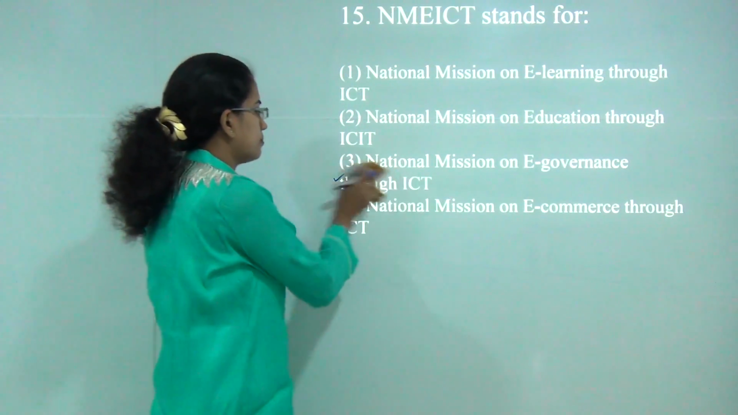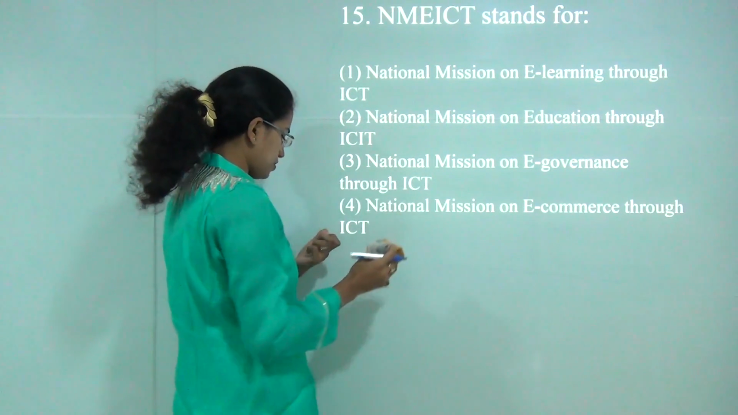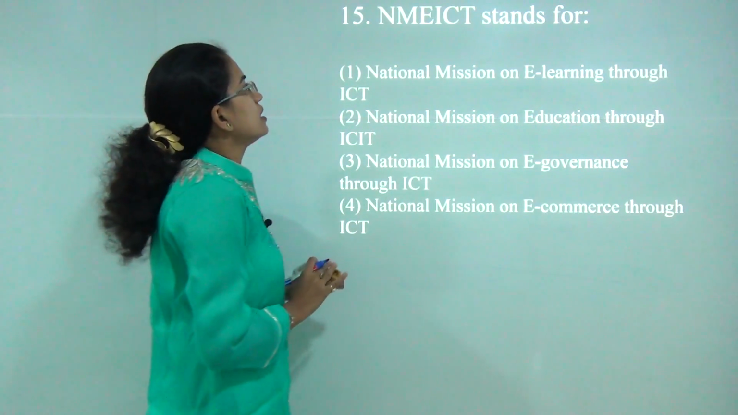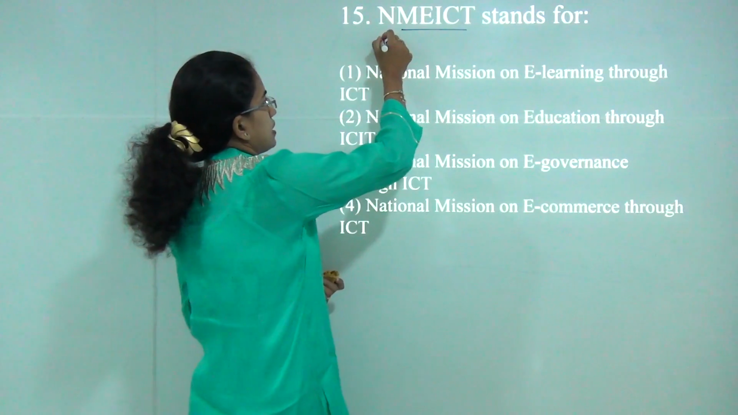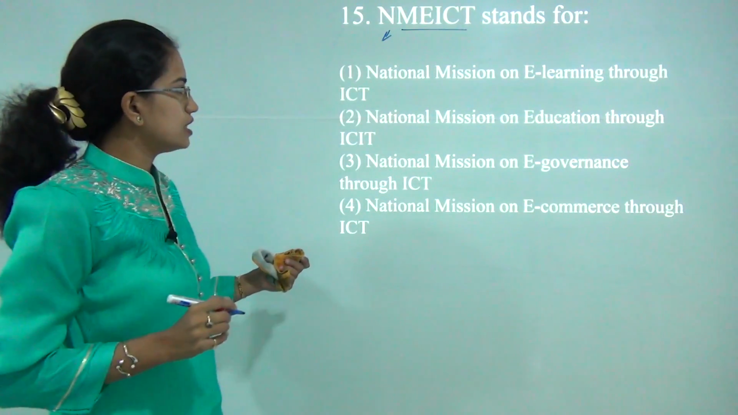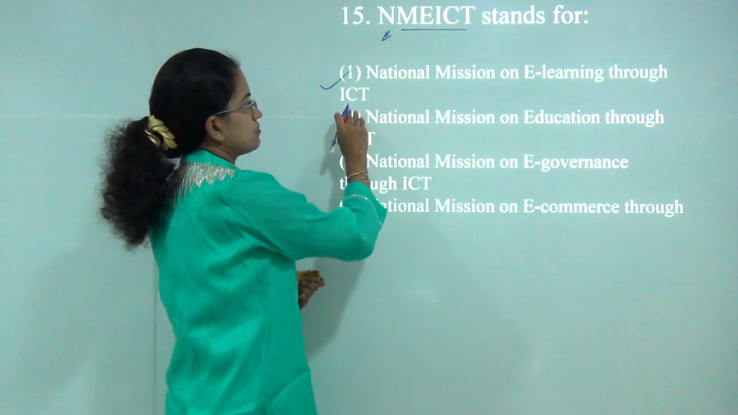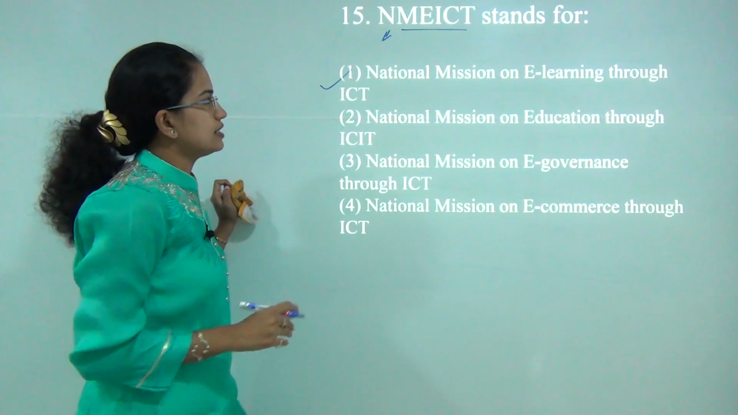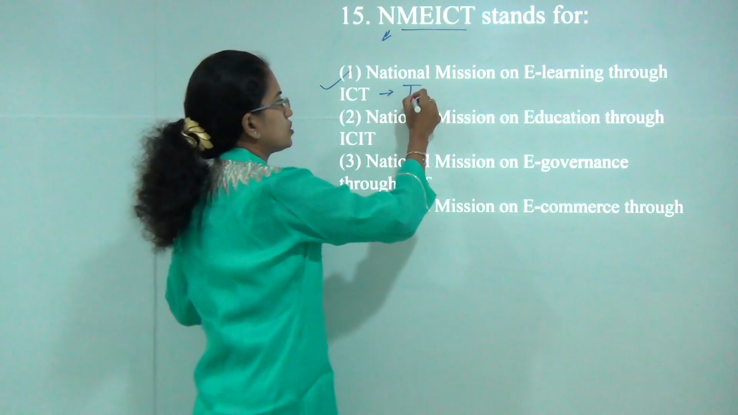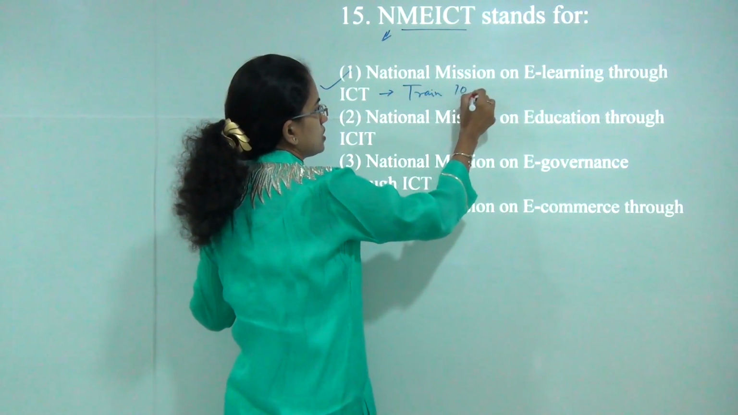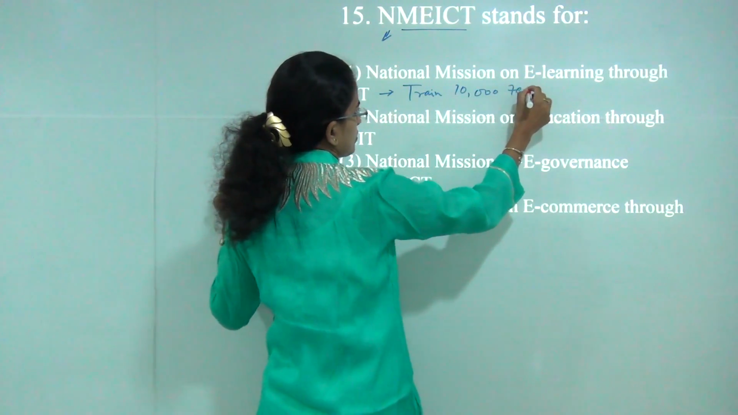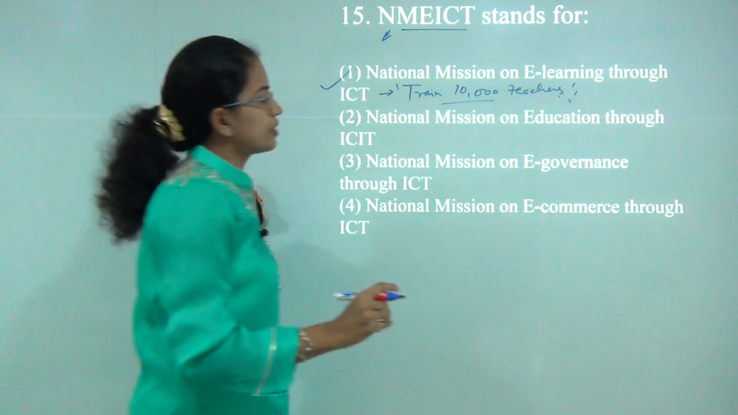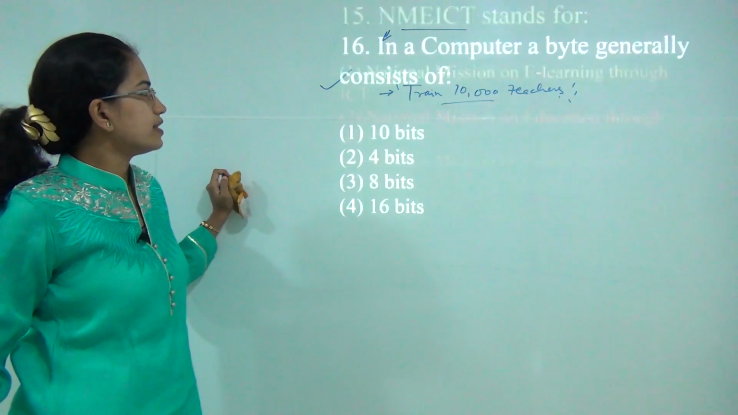So you had a number of questions from political science which were based on basic knowledge, or I could say rote learning. The next is a question based on current affairs. The National Mission on E-Learning through ICT, that is Information and Communication Technology, is the correct answer, and the aim of this mission was to train 10,000 teachers. So that is a recent initiative by the Government of India. So the correct answer here is 1.